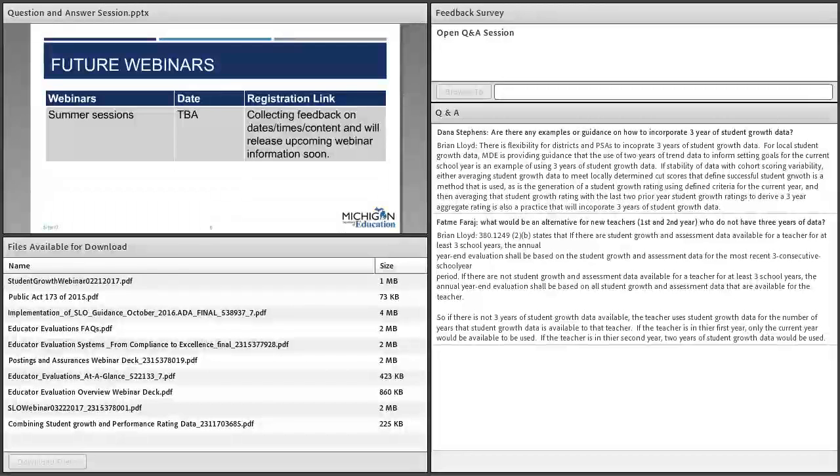The legislation is written to say for the last school year, this school year, and for the 2017-18 school year, 25% of the annual year-end evaluation shall be based on student growth and assessment data. Beginning in the 2018-19 school year, 40% of the annual year-end evaluation shall be based on student growth and assessment data. So for the next school year, the portion of student growth as mandated for educator evaluation is 25% of the annual year-end evaluation.